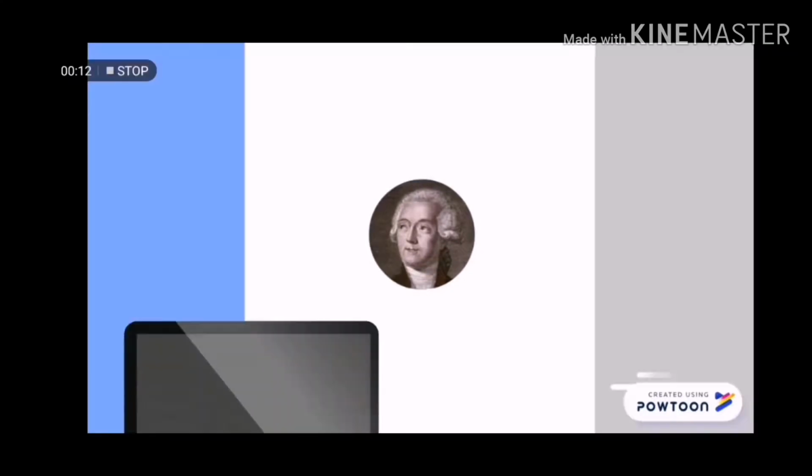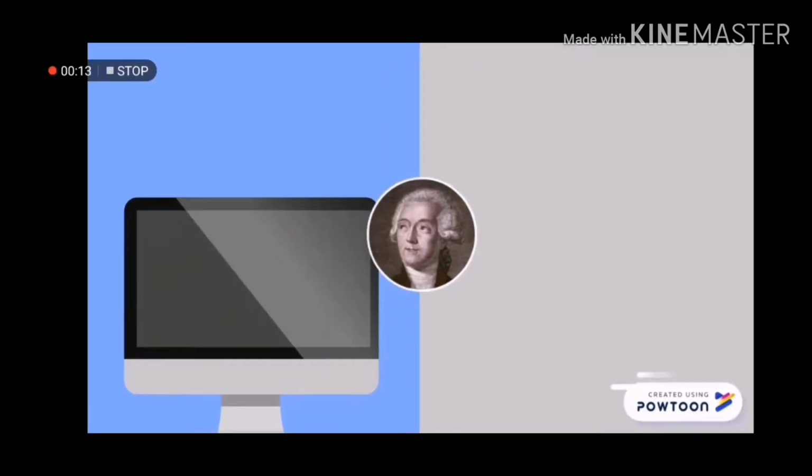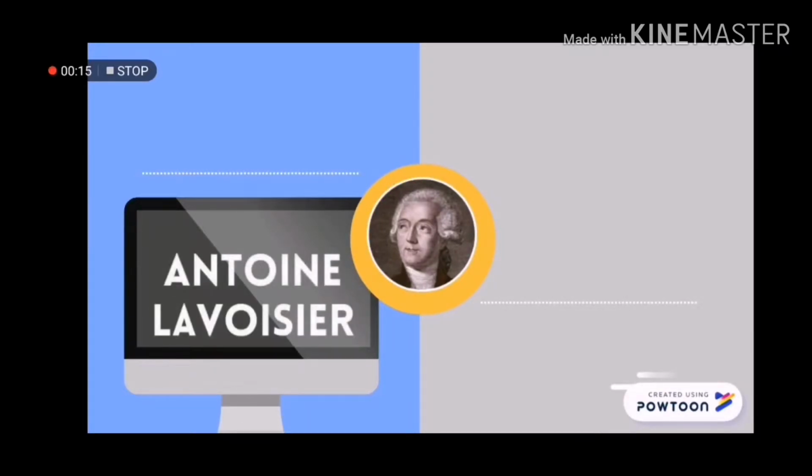Antoine Lavoisier was a French chemist who conducted work that would revolutionize the science of chemistry. He is known as the father of modern chemistry. Lavoisier helped change the way scientists observed chemistry, conducting and measuring experiments in the way that it is done today.